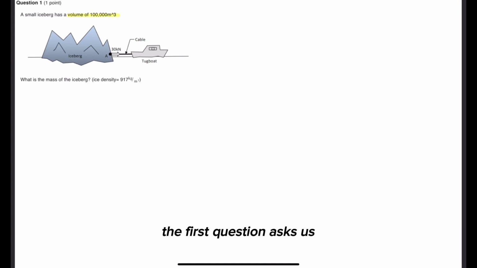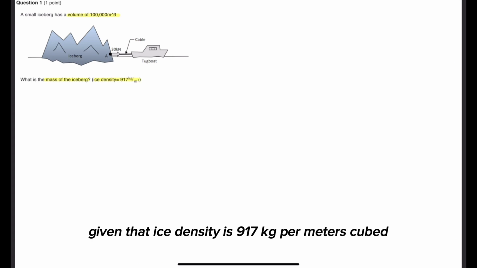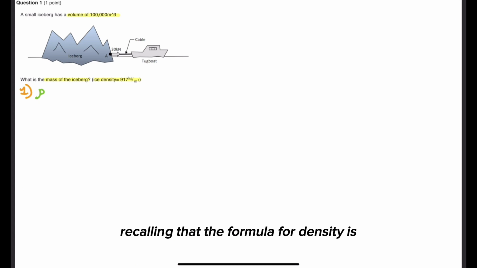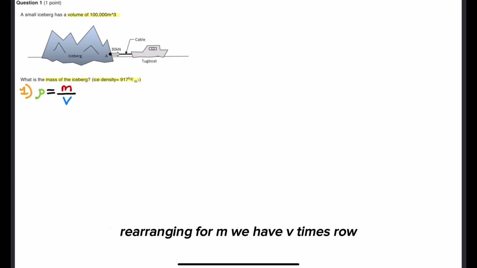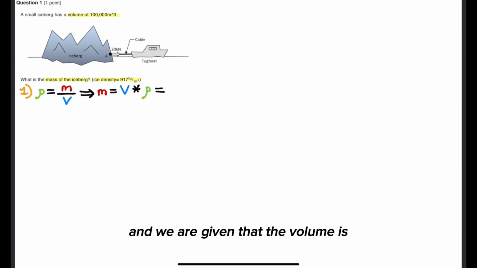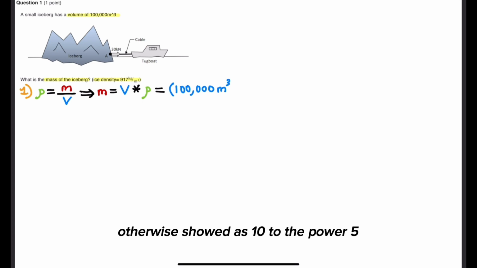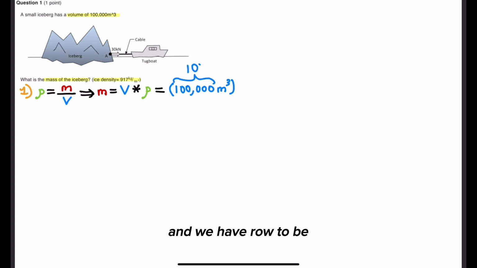The first question asks us, what is the mass of the iceberg, given that ice density is 917 kilograms per meters cubed? Recalling that the formula for density is mass over volume, this is symbolically represented as rho equals m over v. Rearranging for m, we have v times rho, and we are given that the volume is 100,000 meters cubed, otherwise shown as 10 to the power 5, and we have rho to be 917 kilograms per meters cubed.